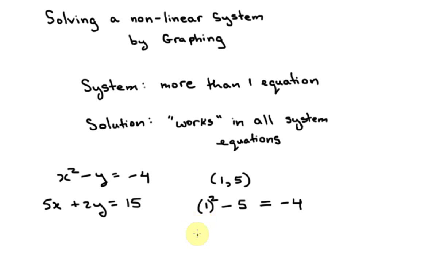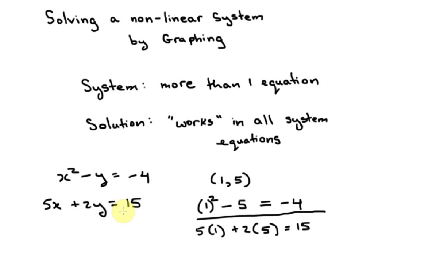Now I'm going to do the same thing in the second equation. So let's put a little separator there. If I plug in the 1, so 5 times 1 plus 2 times 5, it should equal 15, and in fact it does. 5 plus 10 equals 15. So that is a solution. It works for both of these equations.